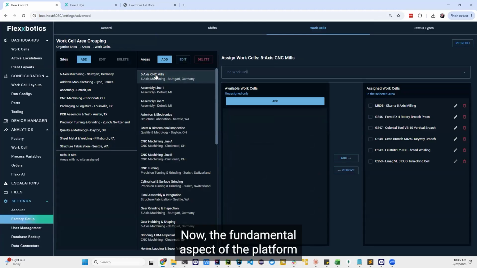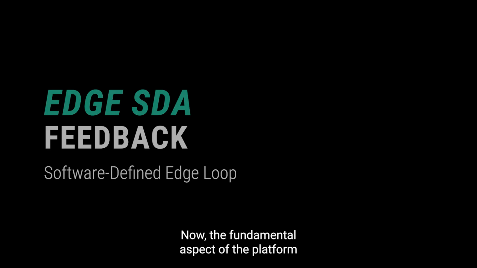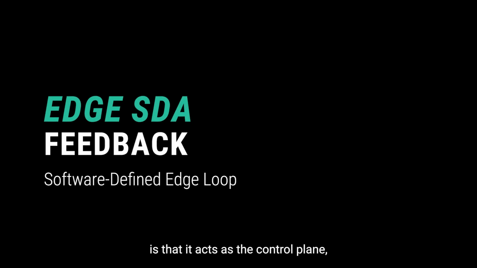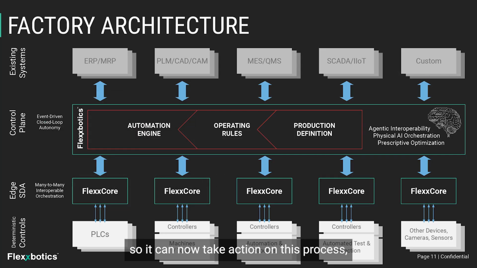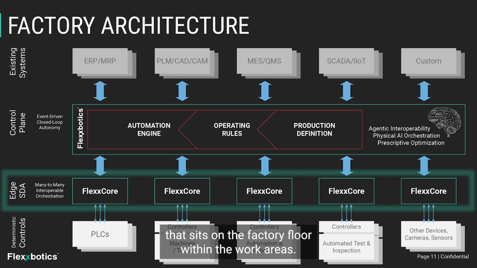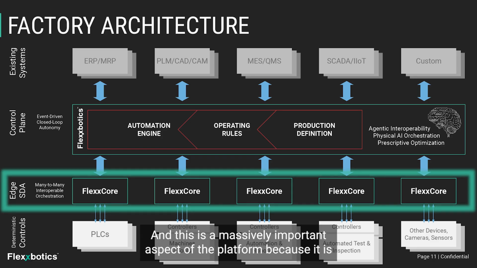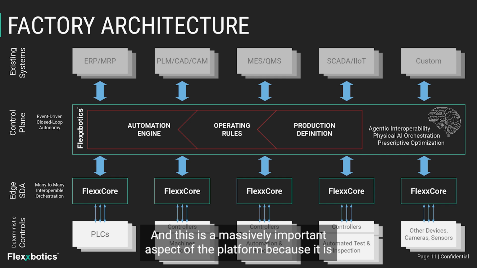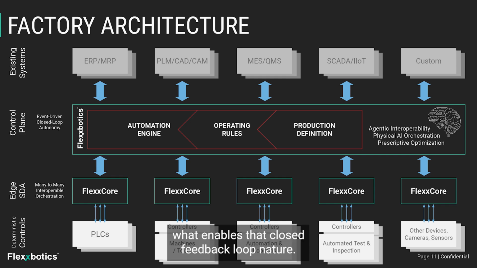Now, the fundamental aspect of the platform is that it acts as the control plane. So it can now take action on this process because the platform has an SDA edge controller that sits on the factory floor within the work areas. And this is a massively important aspect of the platform because it is what enables that closed feedback loop nature.